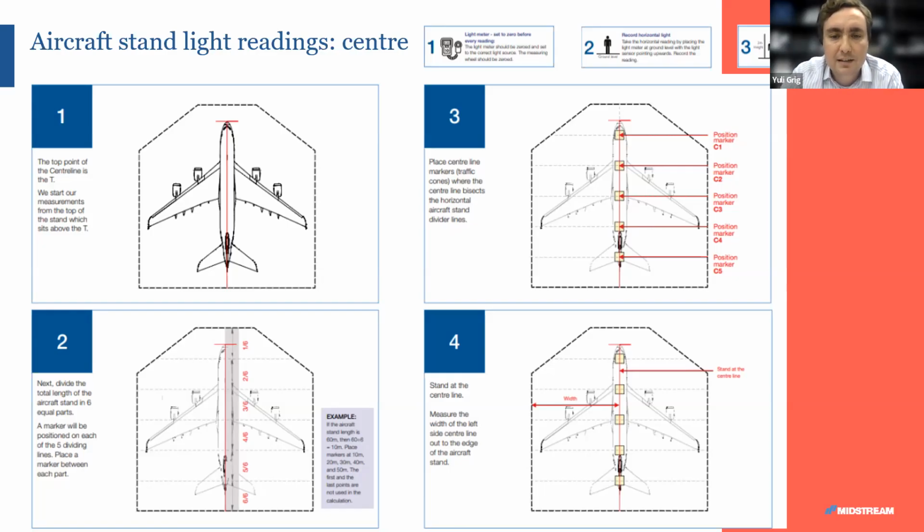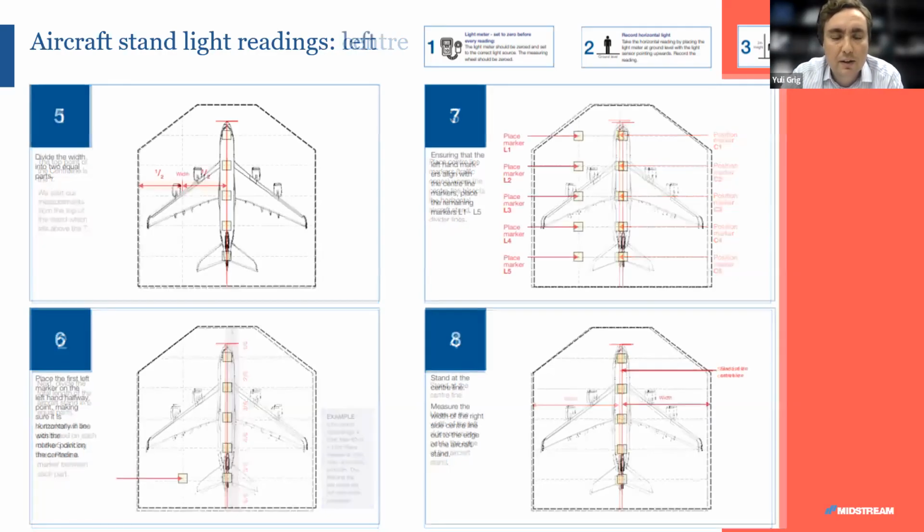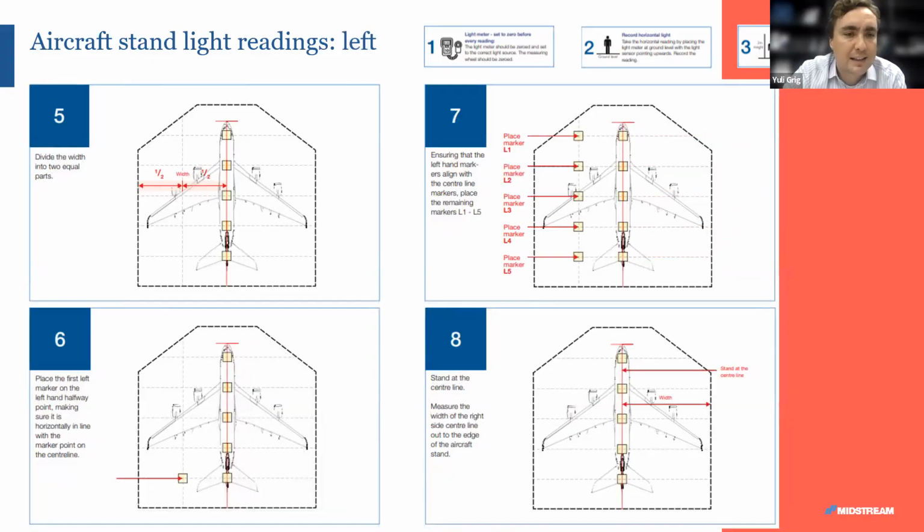Okay, so we can see the center line, then we measure the width. From the width, we divide that into 2 equal parts and place the first left marker on the left-hand halfway point, making sure it's horizontally in line with the marker point on the center line. So we know the distance by measuring the width and dividing it by 2, and it's horizontally in line with the last point. And then we work our way up to the top.